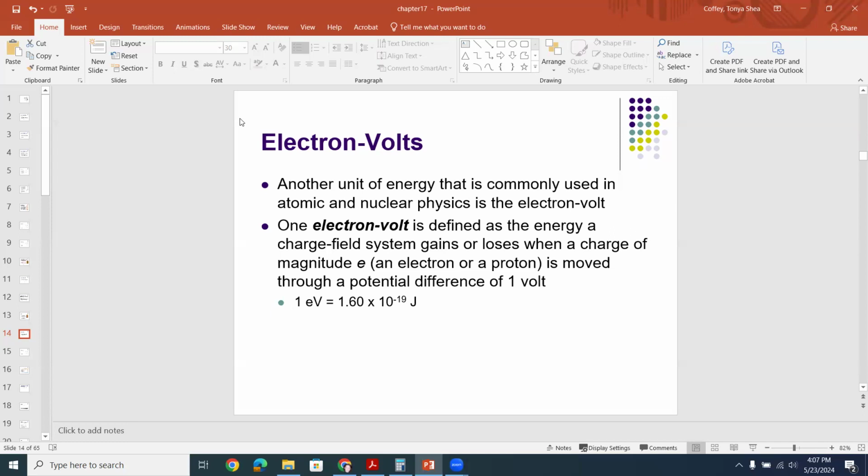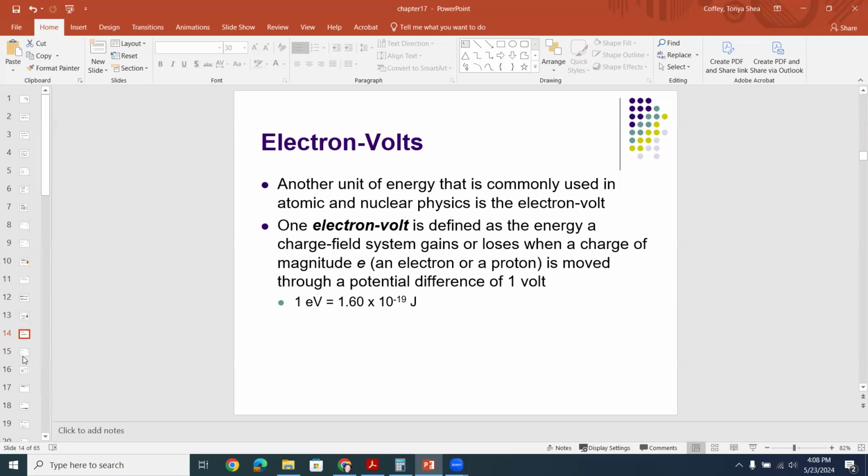If a charge of plus e or minus e, an electron or a proton, is moved through a voltage difference of 1 volt, then that's 1 eV of energy, right? Because you have U equals QV. So the potential energy change U would be 1 electron volt when 1.6 times 10 to the minus 19 coulombs move through 1 volt, because it's 1.6 times 10 to the minus 19 coulombs times 1 volt. So 1 eV is 1.6 times 10 to the minus 19 joules.